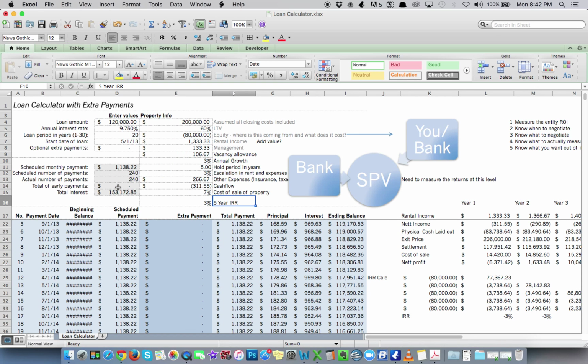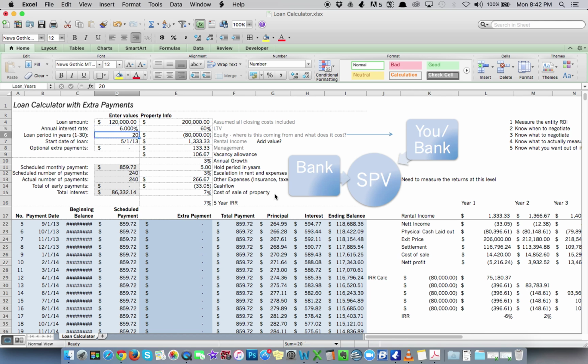So what could we change on this to get it a better deal? So let's change the interest rate. Let's say we can get better money. So interest rate at 6% over 20 years. Immediately now we've got a higher internal rate of return.